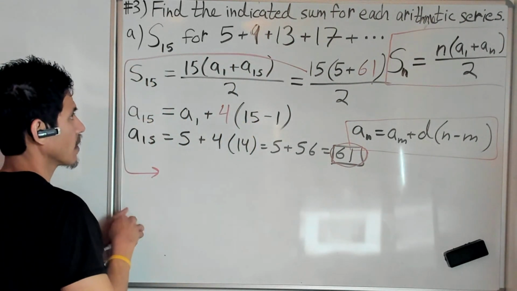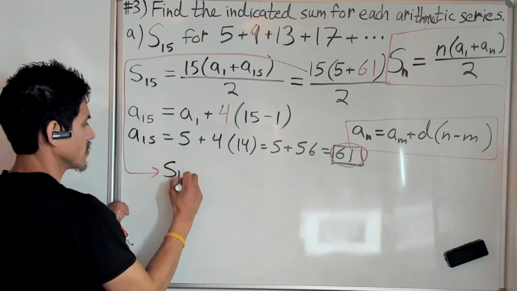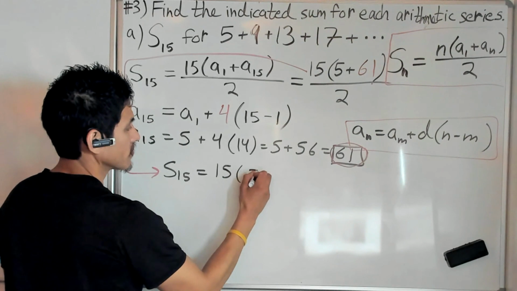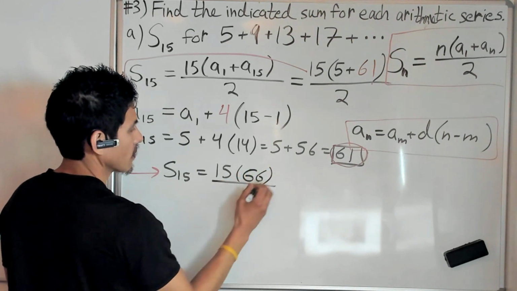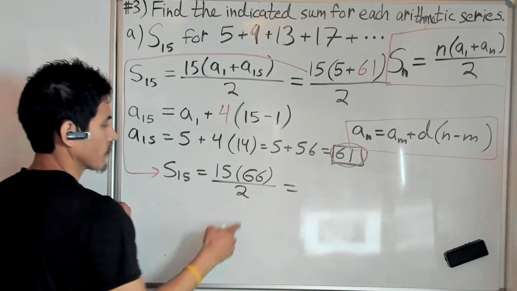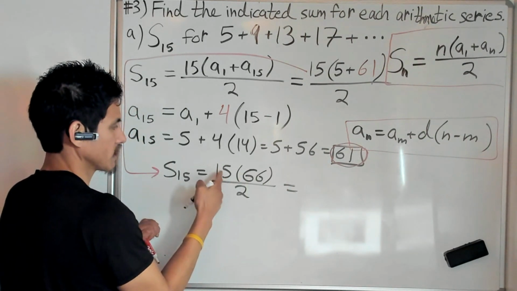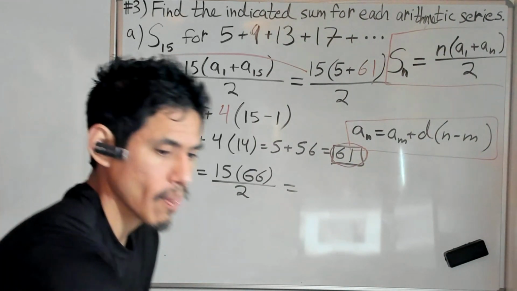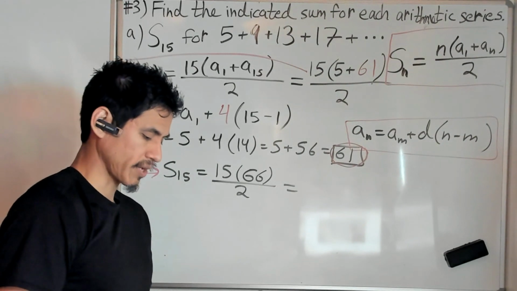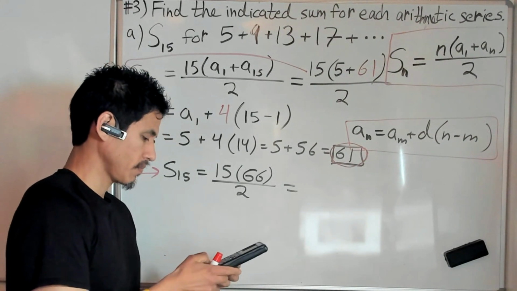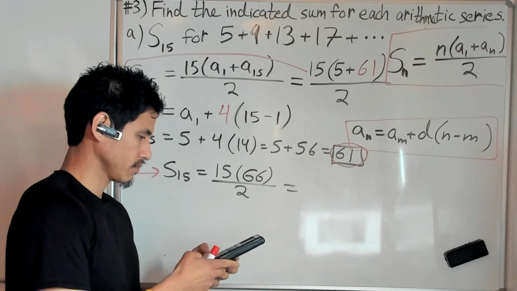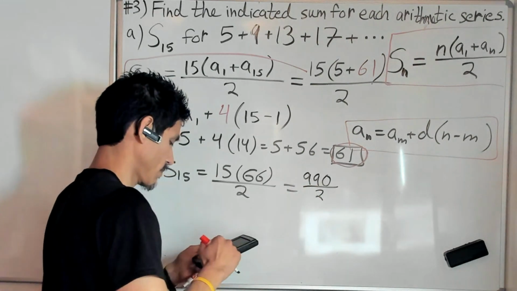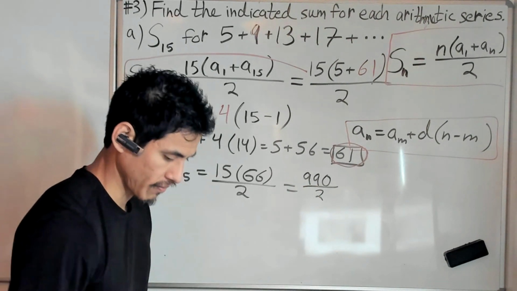We'll get S15 is 15 times 66 over 2. And you could go 7.5 times 66, or 15 times 66. But I want to get my calculator. I don't want my calculator to get bored, so I'm going to let it participate in this problem. So we'll get 990 over 2. And we'll get 495.